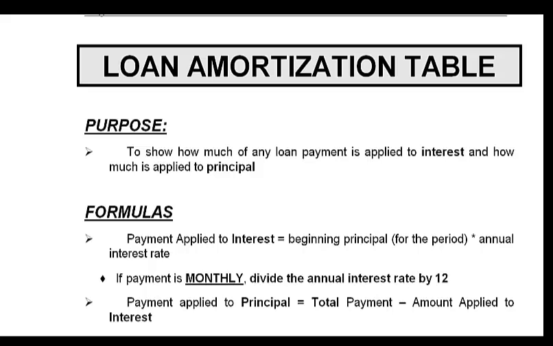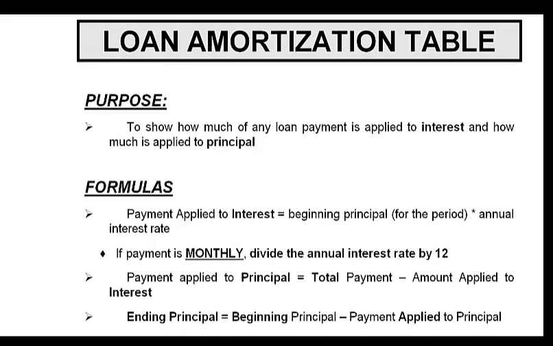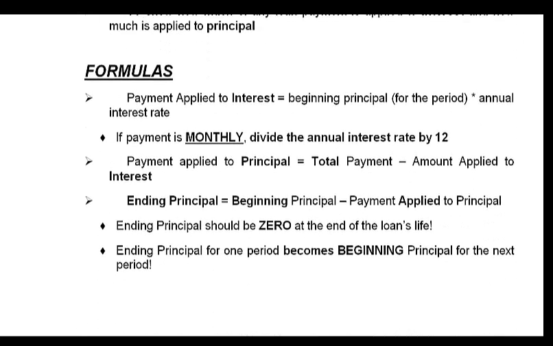We have a couple of formulas. We're going to work through it manually before we try to do it in Excel. Our formula, first off, for how much of our payment is applied to interest is going to be the beginning principal for that period times the annual interest rate. Now, I'm going to first off assume we're making payments just once a year. In our next example, we'll move on to making payments every month.